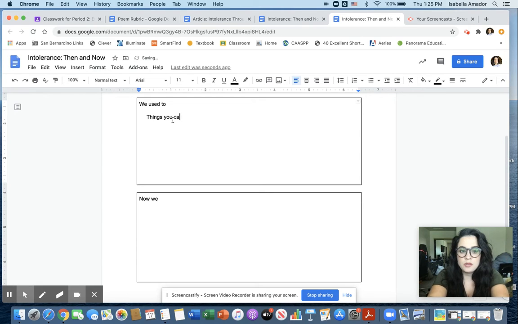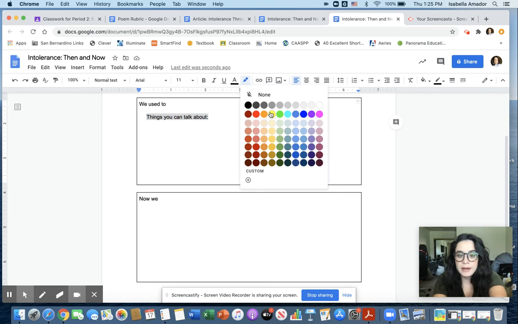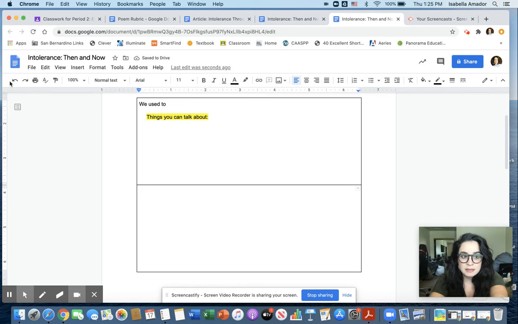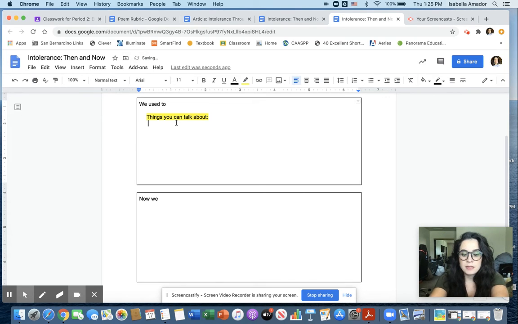Things you can talk about in stanza number 1. So we want to think back to everything that we've learned about so far. We've learned about intolerance throughout history. In fact, that's what our article is talking about. And the basic things that the article discusses are the Holocaust, which is where Hitler and the Nazi Party discriminated against Jews.